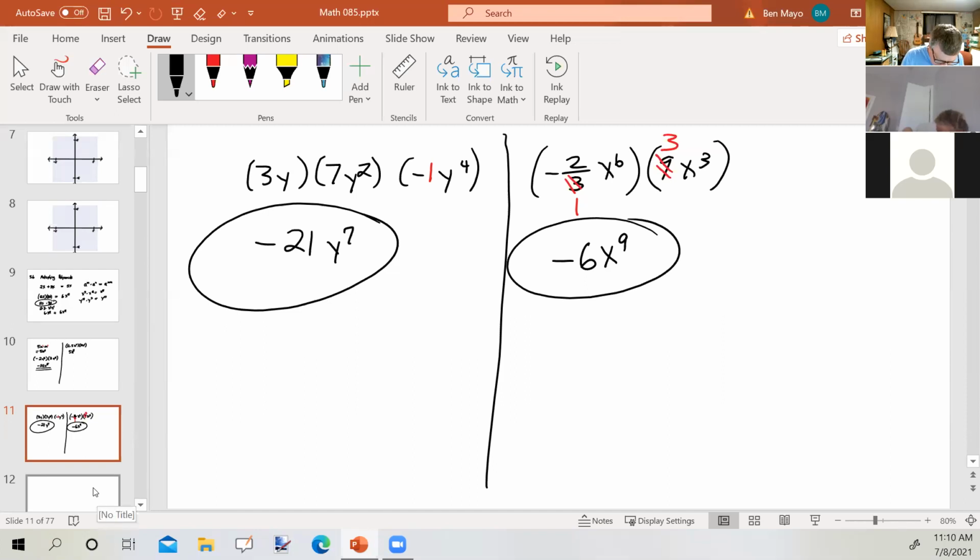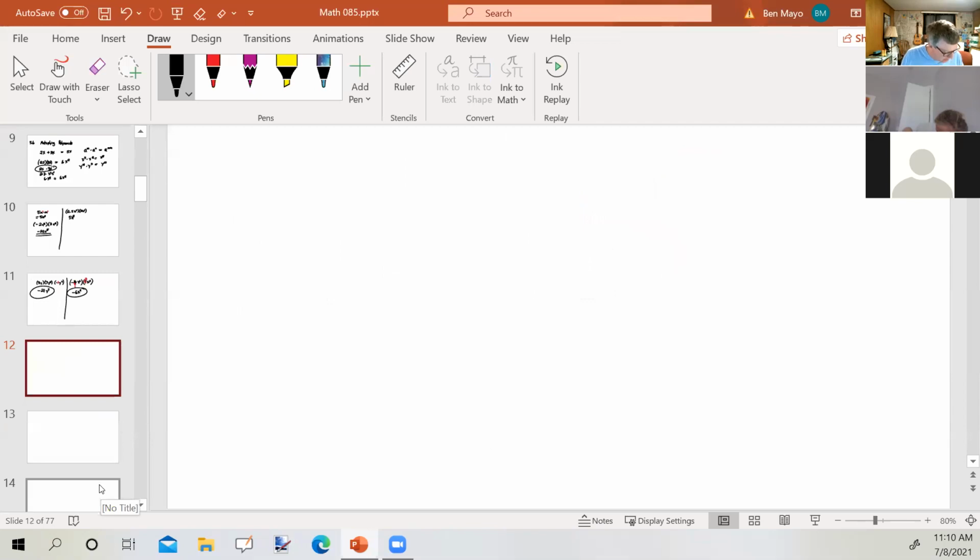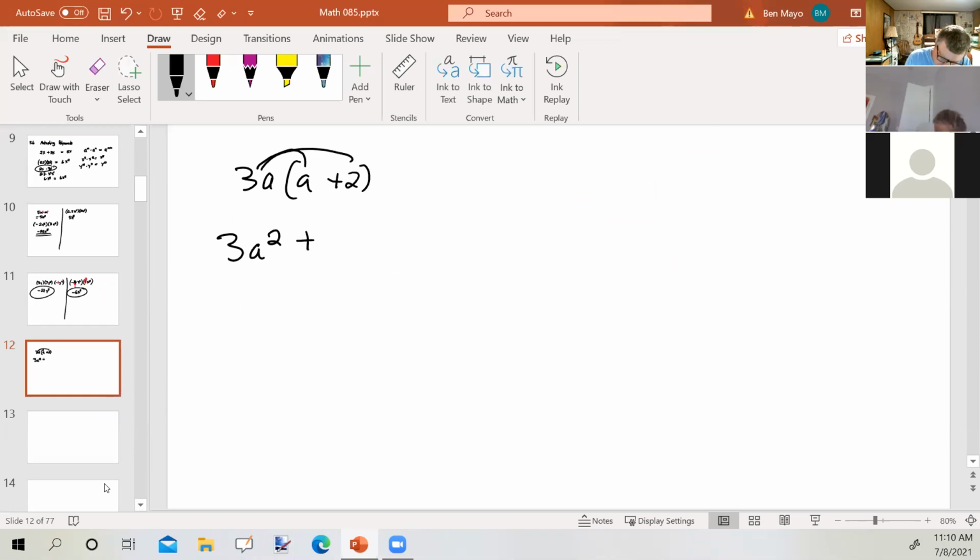Now we're going to continue to multiply, but we're going to be using the distributive property. So if I have 3a times a plus 2, we're going to multiply 3a times a, which is 3a squared, plus 3a times 2, which is 6a. These are not like terms, so that's as far as I can go in terms of combining them.